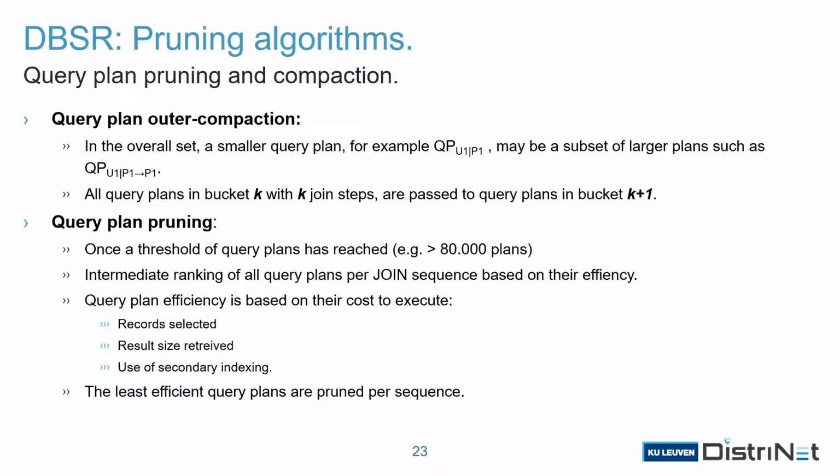So all query plans with smaller join steps are passed to query plans in a bucket with more join steps. They will see and evaluate whether or not they're redundant. So this is quite simple. But also, of course, the query plan pruning, which I talked about, which ranks all query plans based on their efficiency, and the least efficient ones are pruned.